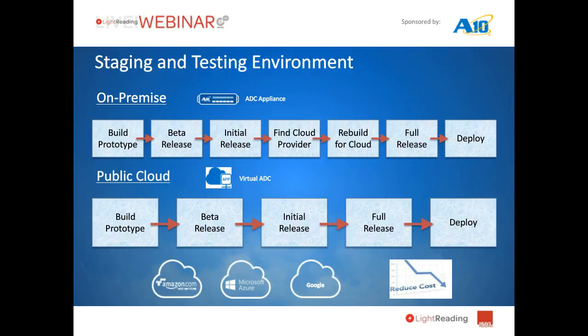So in this example, we can see that on-premise, traditionally, developers will build a prototype, they'll build a beta release, they'll do some testing, they'll have an initial release. And at that point, if they want to push this application to the cloud, they're now looking for a cloud provider. They're looking to test or rebuild this application in the cloud before they have a full release and deployment. But by starting out in the public cloud, they can build their actual releases, the prototypes, up to the initial release, and then just deploy that. So it's a much easier process, and can also save a business money.